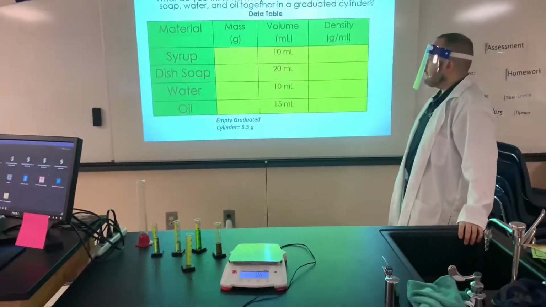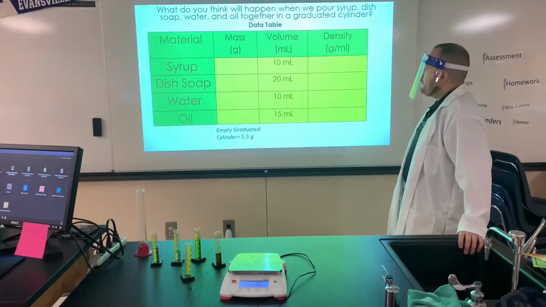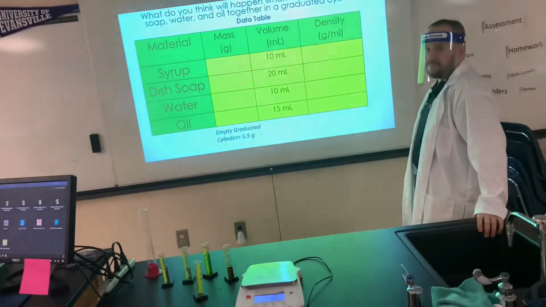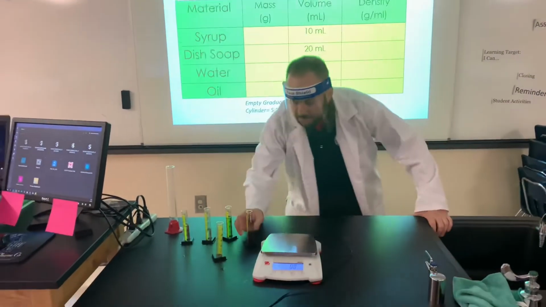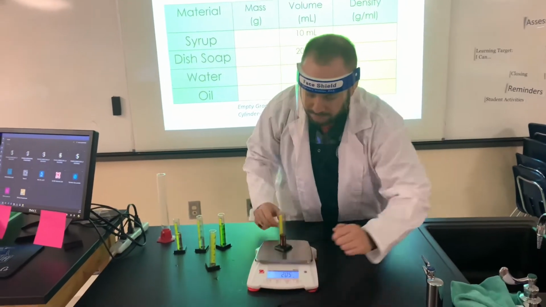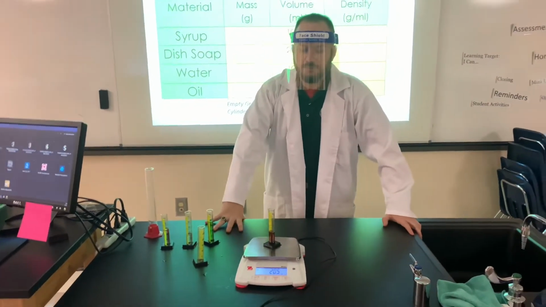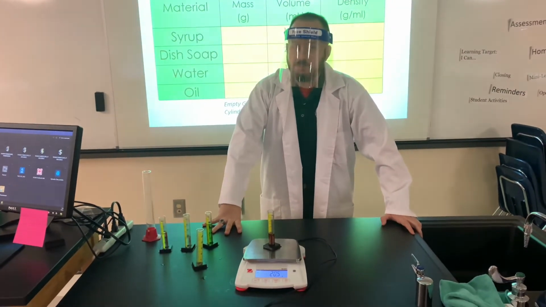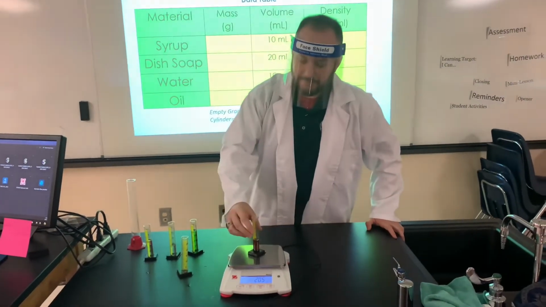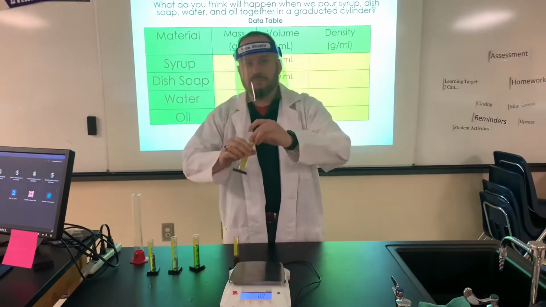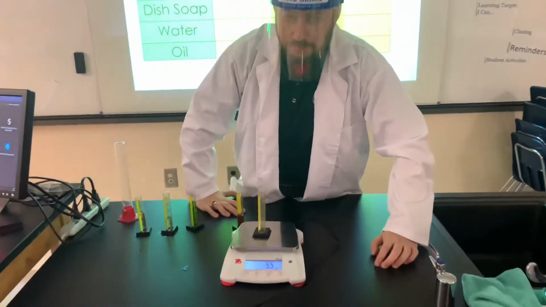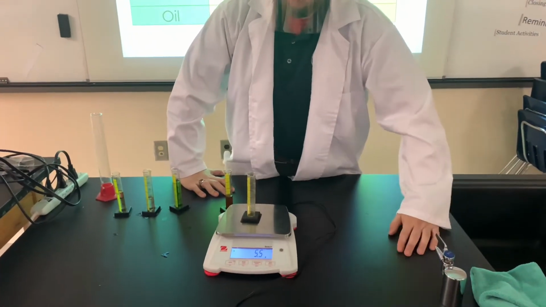Now we're going to find the mass of each material. As a reminder, if we put the graduated cylinder on the scale, Mr. Heidowitz, can you put the syrup on the scale? That's going to give me the mass of the syrup, but it's also going to give me the mass of the graduated cylinder. So before we take our mass, we need to take the mass of an empty graduated cylinder. What is the mass of an empty graduated cylinder? As you can see there, it is 5.5 grams.